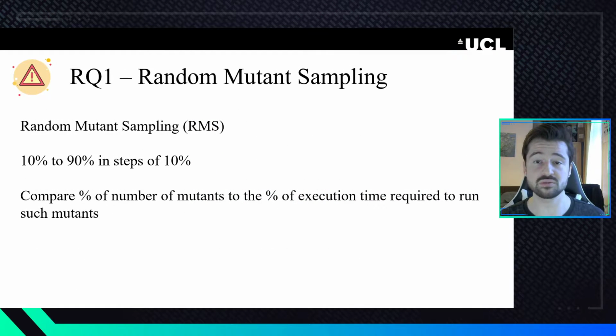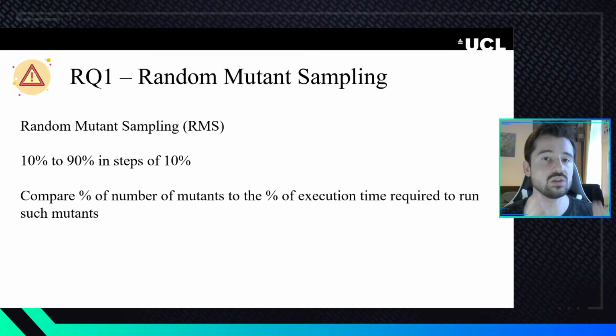Research question number 1 first: we compare the errors between number of mutants and execution time of random mutant sampling selection strategies. Random mutant sampling is arguably the most naive type of mutant reduction because it's unbiased. It doesn't select mutants based on their types. It's done uniformly at random. So it makes sense to use this type of strategy to measure the raw error between those metrics.